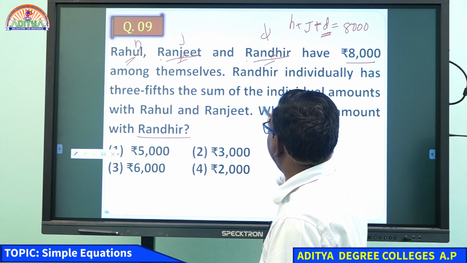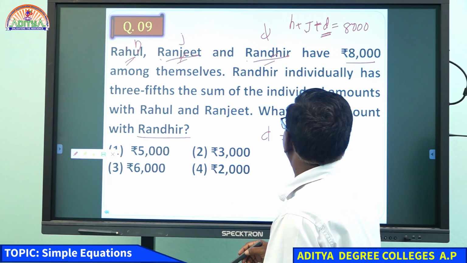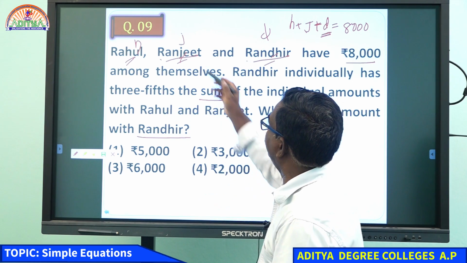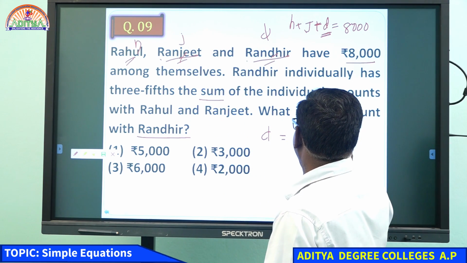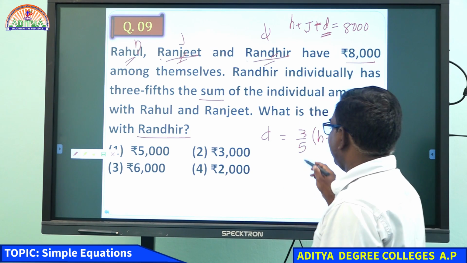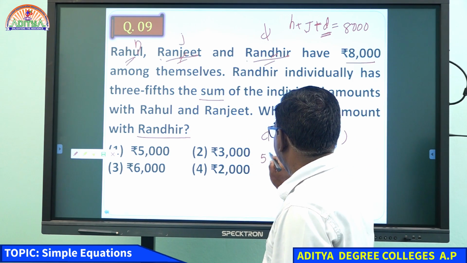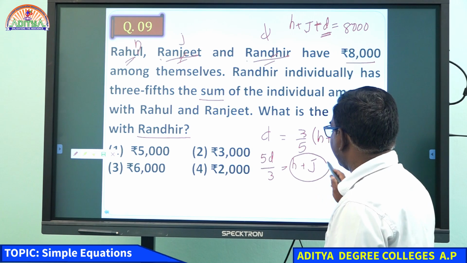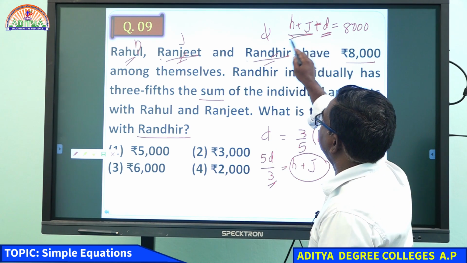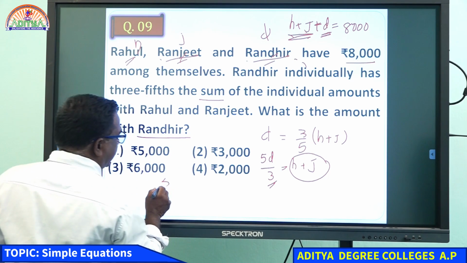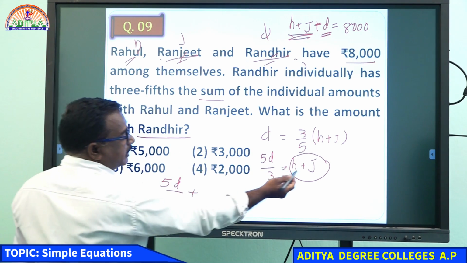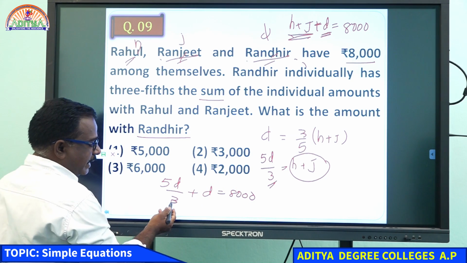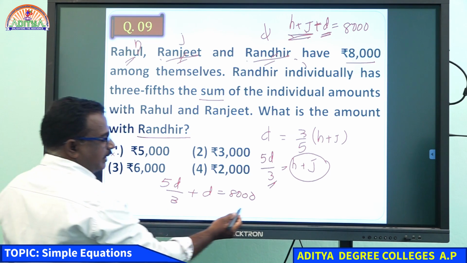The condition given is that Ranadhir has 3 by 5 of the sum of the remaining 2. The remaining 2 means J plus H. So we can take this 3 by 5 to the other side, meaning 5D by 3 equal to H plus J. In the place of H plus J, replace 5D by 3: 5D by 3 plus D equal to 8,000 rupees. 3 is the LCM here.